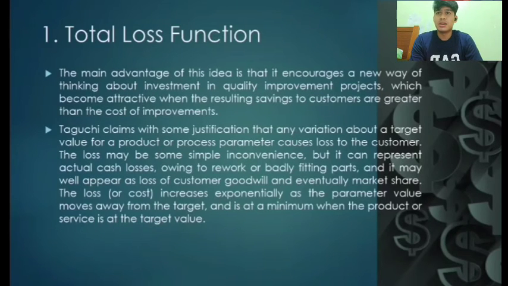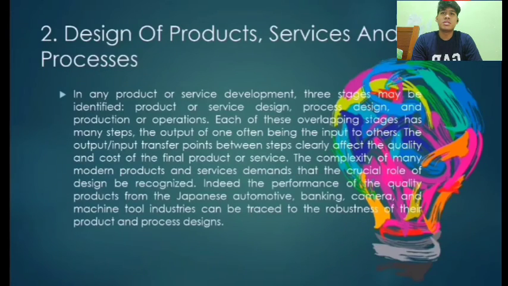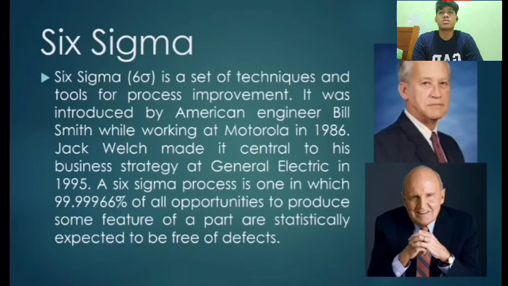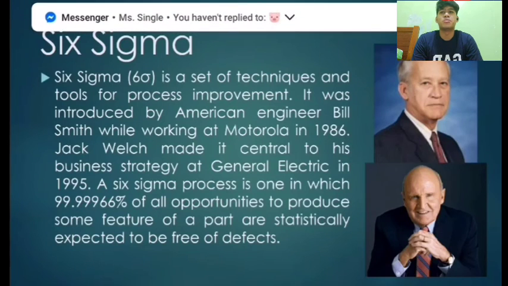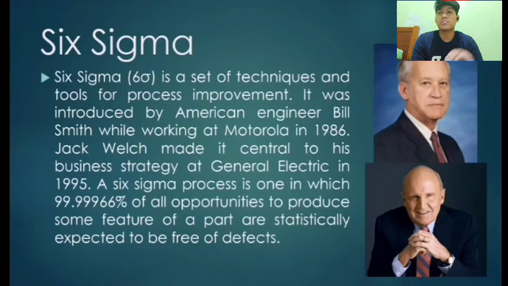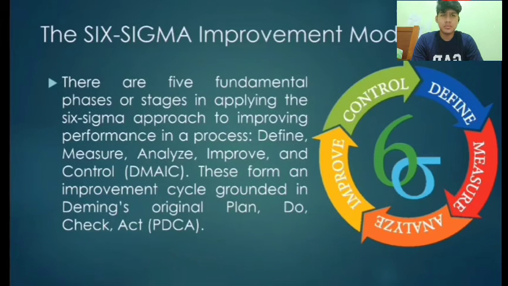So next we have the Six Sigma. Six Sigma is a set of techniques and tools for process improvement. It was introduced by American engineer Bill Smith while working at Motorola in 1986. A sigma is one in which 99.99% of all opportunities to produce some feature of a part are statistically expected to be free of defects. So, ganun ka-accurate yung Six Sigma. 99.99% of all opportunities.